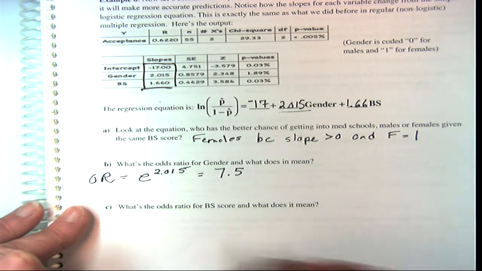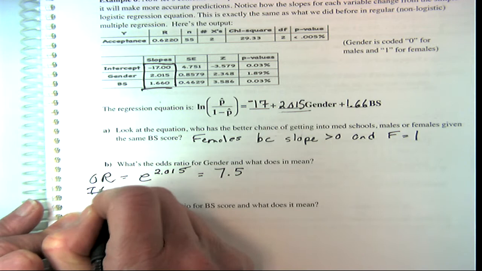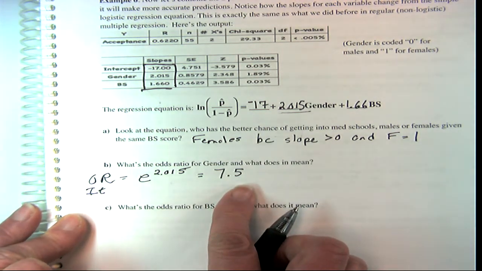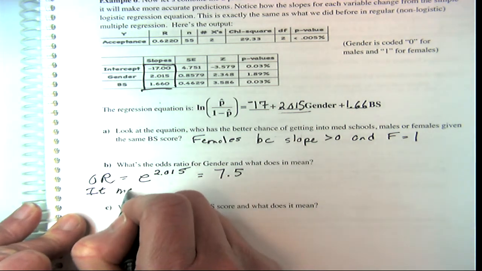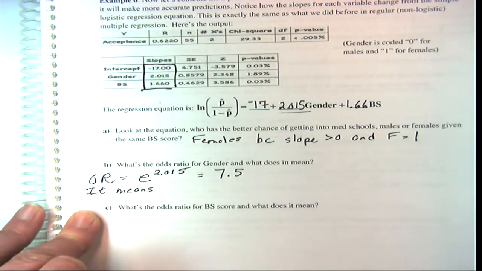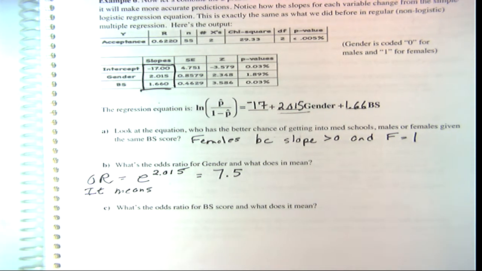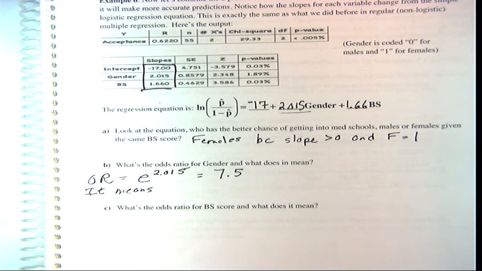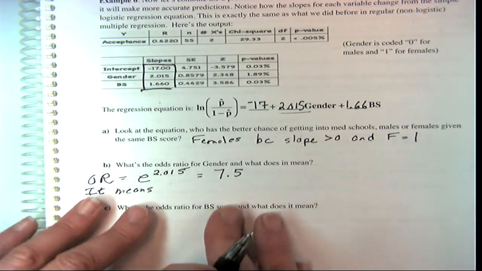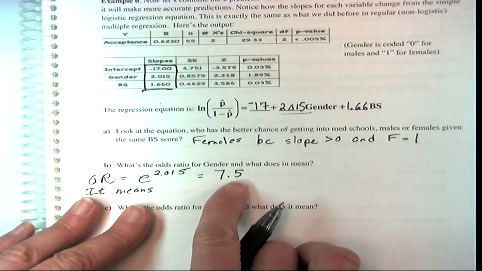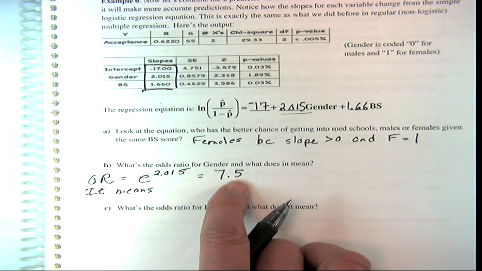So what does that mean? As opposed to before, it was 2.25. The 2.25 meant that, lumping everything together and disregarding who has better scores on biological science, females just have a higher odds of getting in. We thought that might be because maybe they have higher biological science scores, but it turns out they have lower, so that's why this 7.5 is the odds.